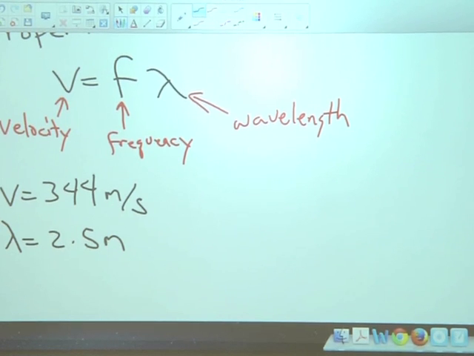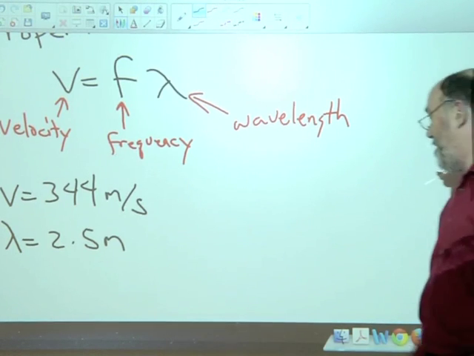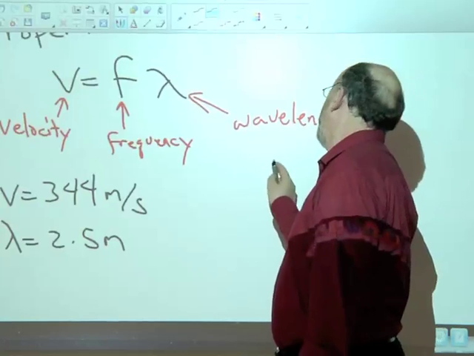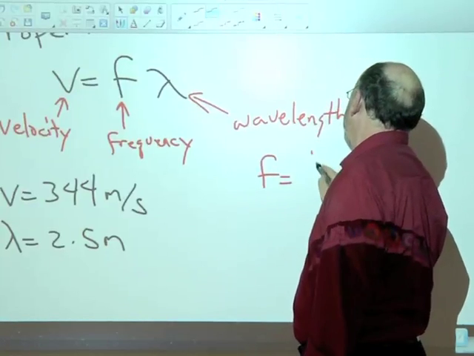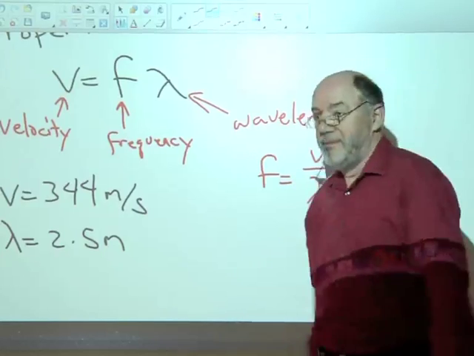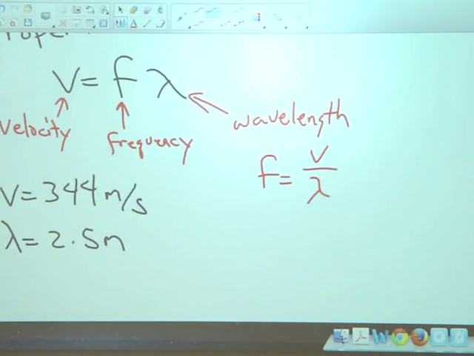Okay. So in this case, I gave you the velocity, I gave you the wavelength, I want to know the frequency. So basically I need to take this equation and solve it for F. And so F would be V over lambda. You end up at 137.6 what? Hertz. Again, the numbers will have units with them. It's not just a number.